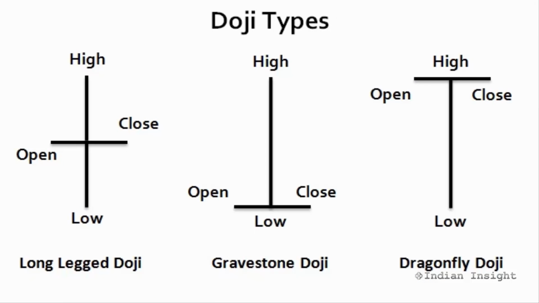Doji again is of 3 types. First is the long-legged Doji, where both the upper and lower wicks are long. This pattern represents considerable indecision.